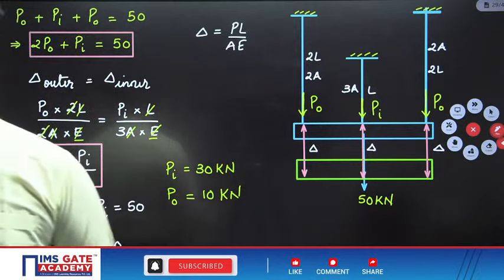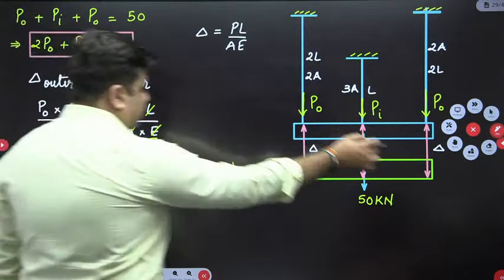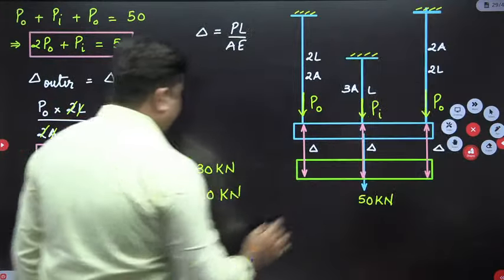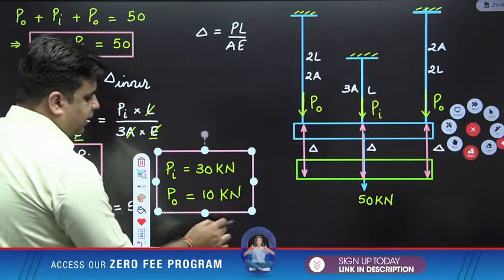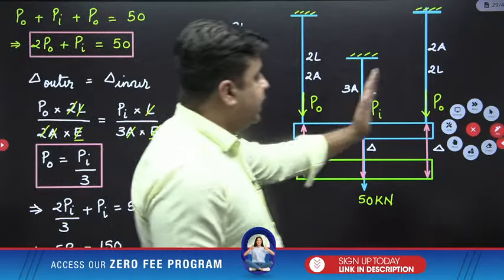Are you getting the same answer? Very good, Saundarya. Very good. Fantastic answer. Loving it. So Pi is equals to 30 kilonewton and P naught is equal to 10 kilonewton. This is the answer. And this is the case of bars connected in parallel.